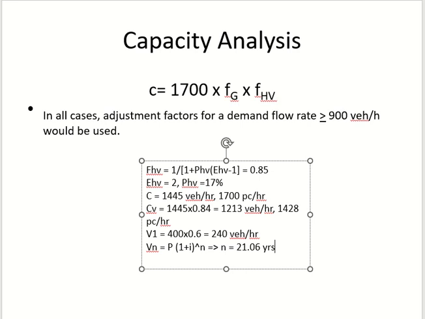Clear? Okay? Everything which we did now, apart from FG value, which I took from a table, everything else is from the previous topic. What is capacity? Previous topic. What is FHV? Previous topic. Flow rate to volume? Previous topic. Everything. Okay? Clear? Just trust me.